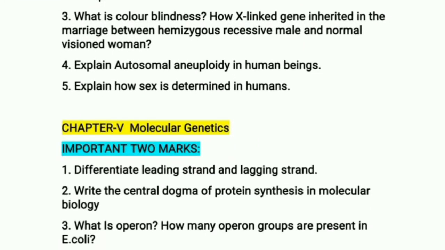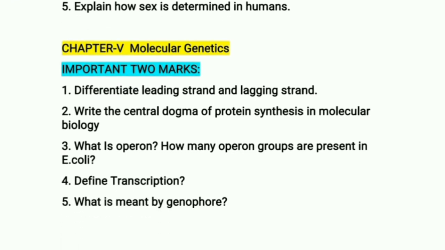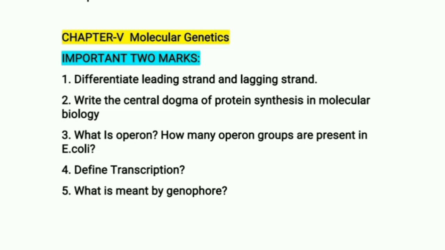Explain how sex is determined in humans. Chapter 5, Molecular Genetics. Important 2 marks. Differentiate leading strand and lagging strand. Write the central dogma of protein synthesis in molecular biology.